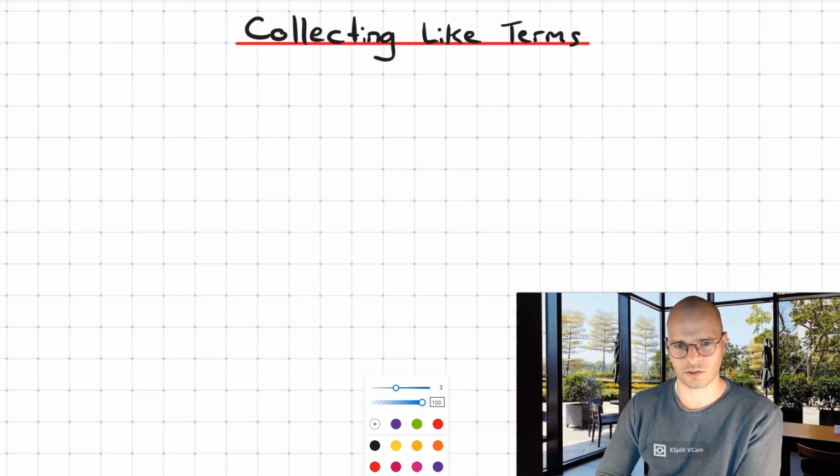Welcome to this video on the topic of algebra. In this video, we're going to have a look at how we can simplify algebraic expressions using the method called collecting like terms.